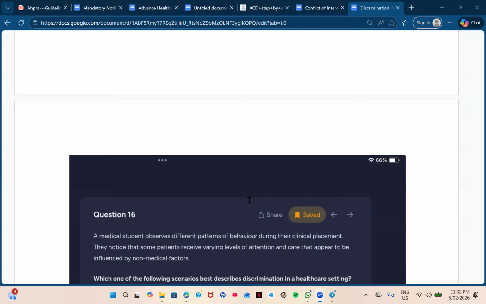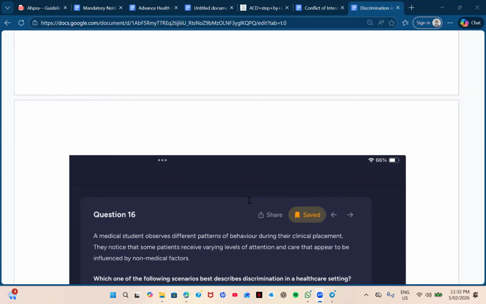Prioritizing emergency cases in triage based on clinical need. Then providing additional support services to patients with disabilities. Offering gender-specific health screening programs. Fourth one, referring non-English speaking patients only to specific doctors. What do you think, doctors?